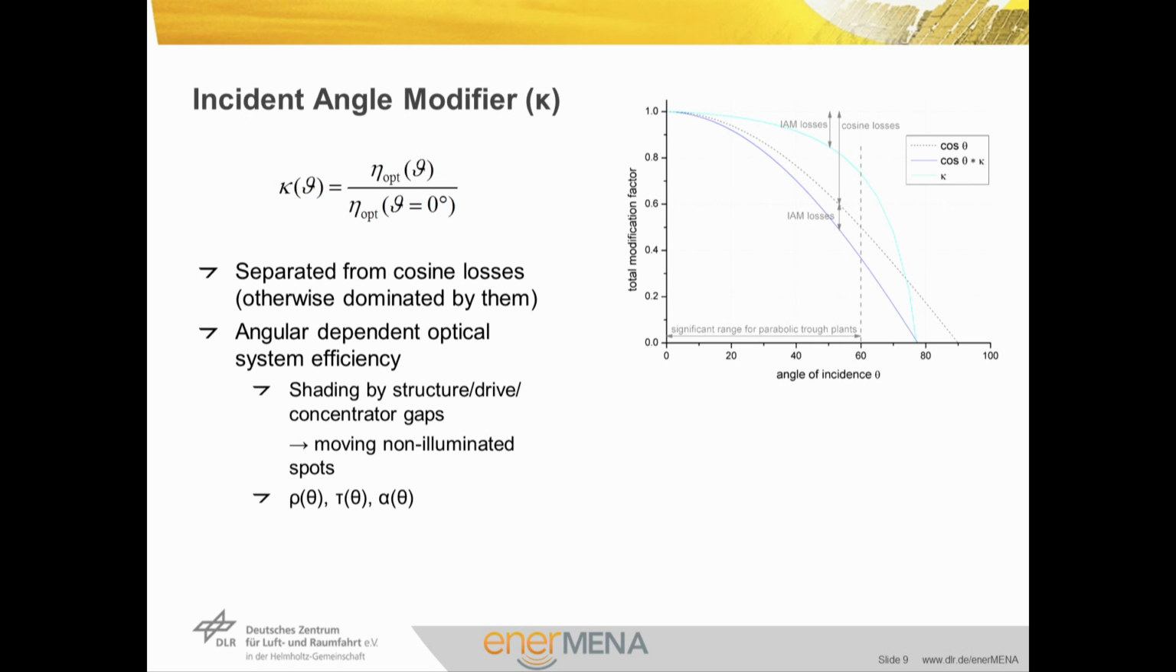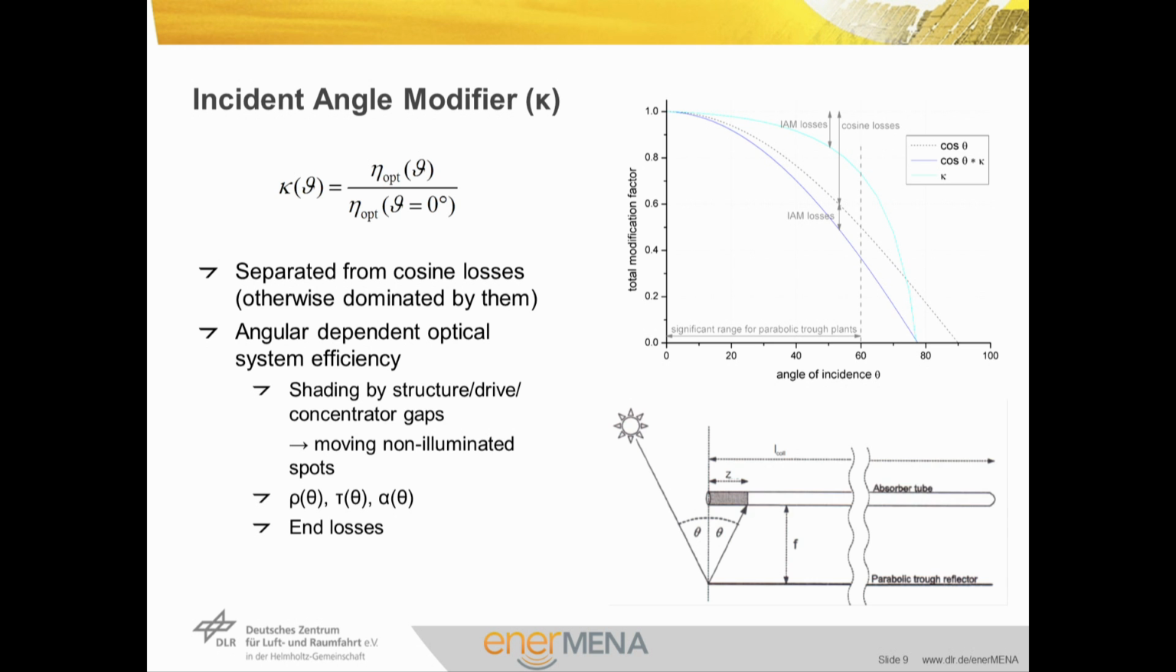As an angular-dependent optical system efficiency, the incident angle modifier summarizes the effects of all angular-dependent characteristics other than cosine loss. This includes shading due to parts of the structure, like receiver supports, the drive, or concentrator gaps. Such shading results in moving non-illuminated spots on the receiver. Furthermore, optical properties like reflectance, transmittance, and absorptance are angular-dependent, and optical loss occurs at the end of every collector unit, as illustrated in the diagram on the bottom right. IAM characteristics are determined in tests or by ray tracing.